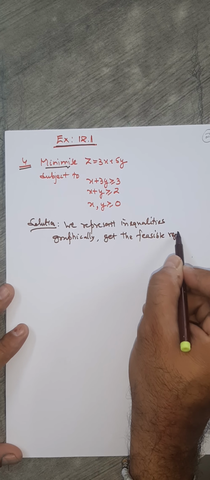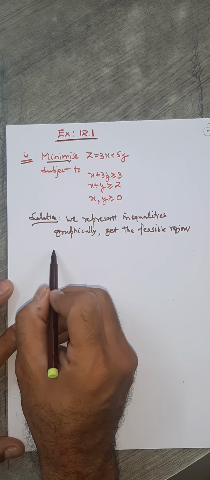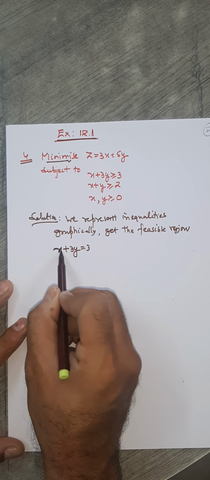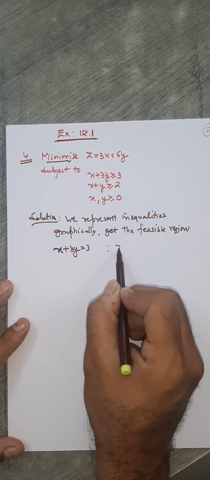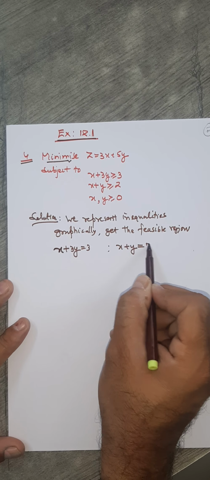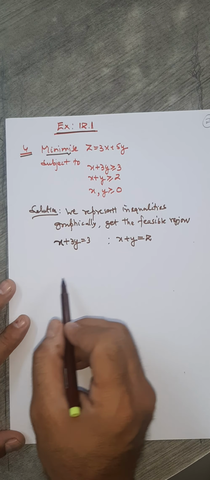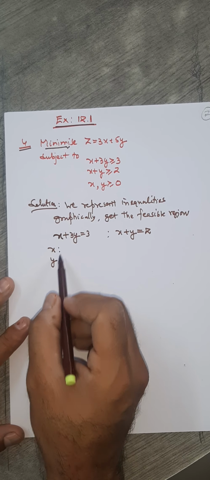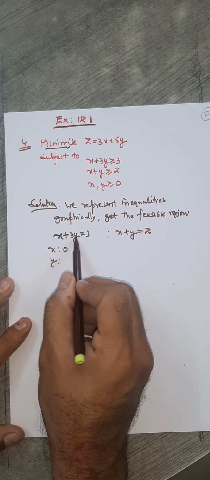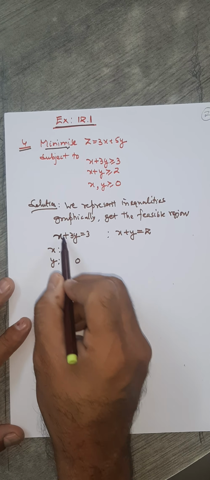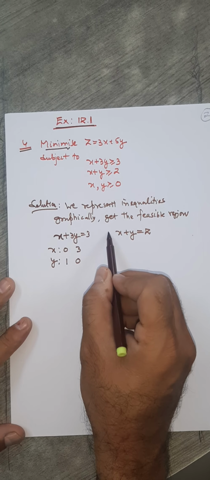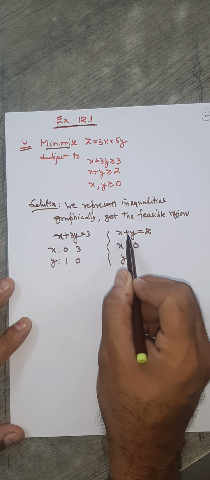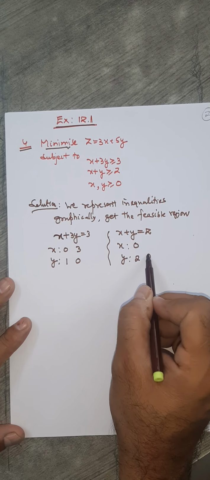Now you know how to do this. Indirectly it is x plus 3y equals 3, and the other one is x plus y equals 2. How do we do it? We prepare this tabular form. For the first: x is 0, y is 1; y is 0, x is 3. You know x and y here. For the second: if x is 0, y is 2; y is 0, x is 2.